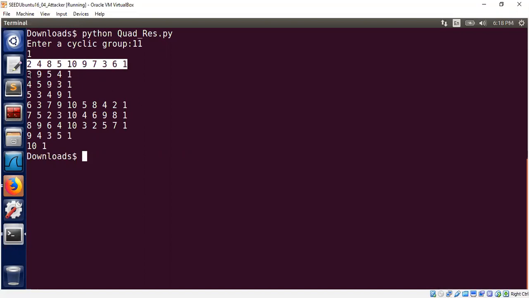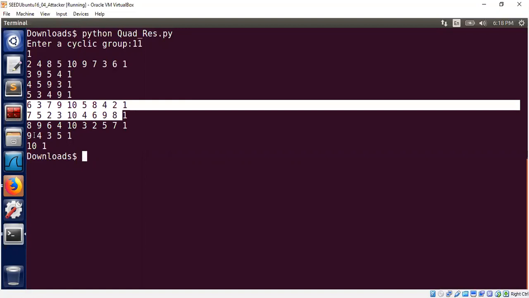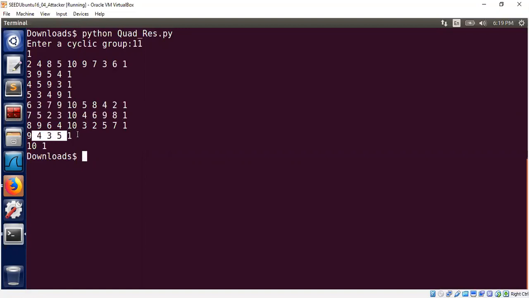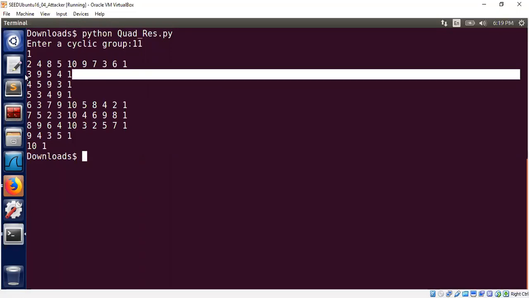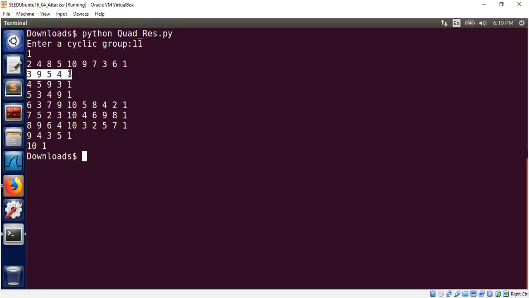On the other hand, 3 actually only generates 5 elements, 4 generates 5 elements, 5 also 5 elements. 6, 7, and 8 generate the complete group, of course. 9 generates a group of order 5. After that, it will repeat. All of these are basically a repeat of the first 5 elements, and so on.